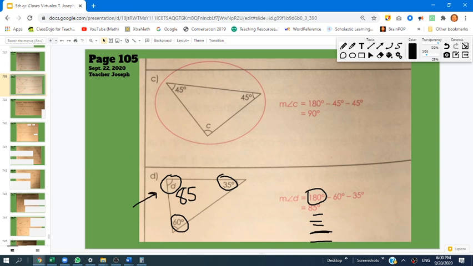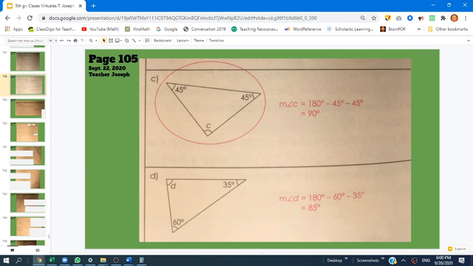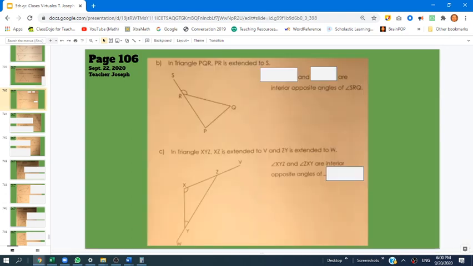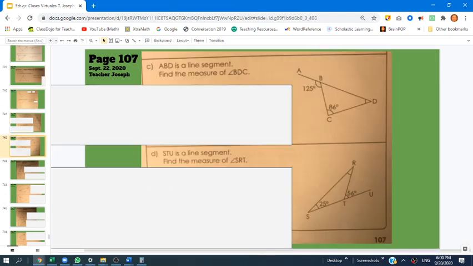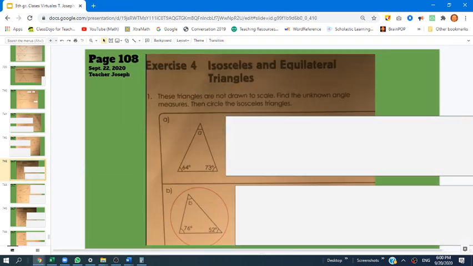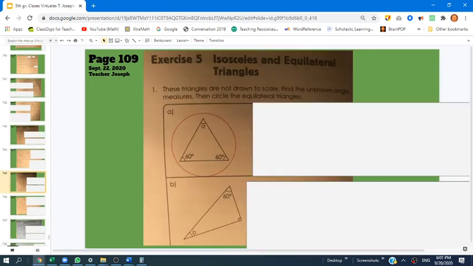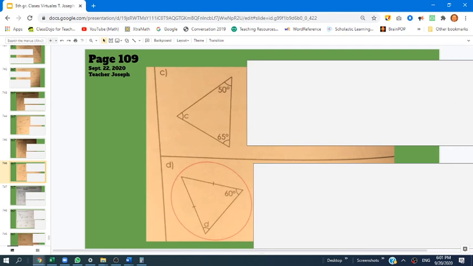Okay, I think we're going to stop for today just because we've done a whole lot of problems. The next time, boys and girls, we're going to get to page 106 and continue on 107 and also look at those internally opposite angles and external angles. So be ready for that for the next class, and we will see you guys next time.